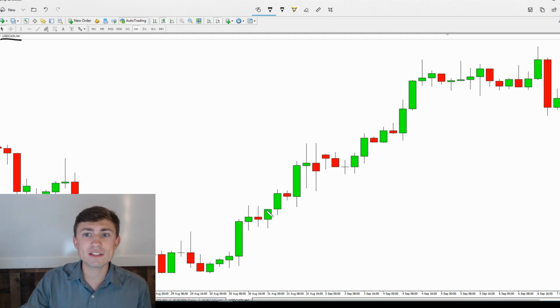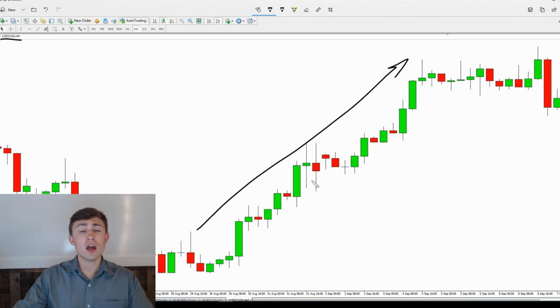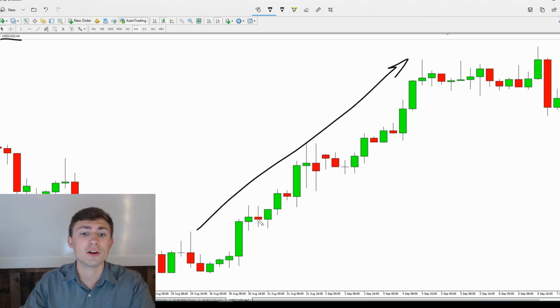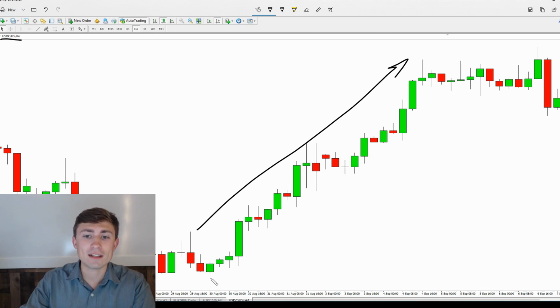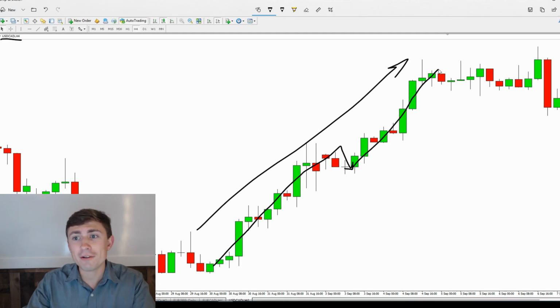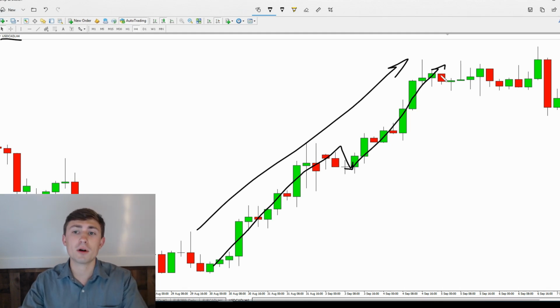Looking at USD Canadian, you can see that this move is a massive move to the upside. Not much of a pullback at all here. You can see very little pullback as price just continues to push higher without much of a correction. There's our impulse, there's our correction. Very small corrections in this market.